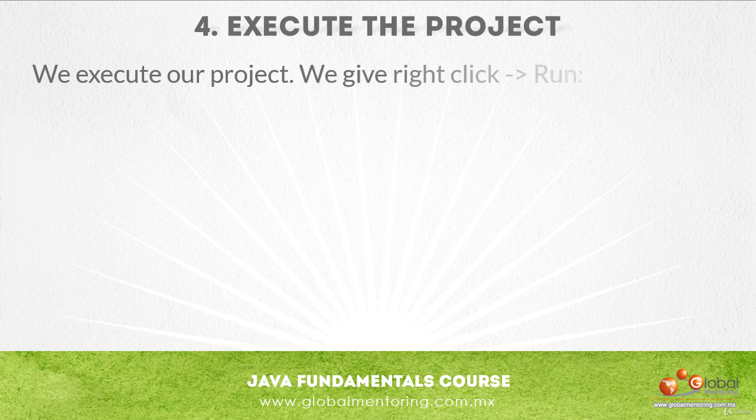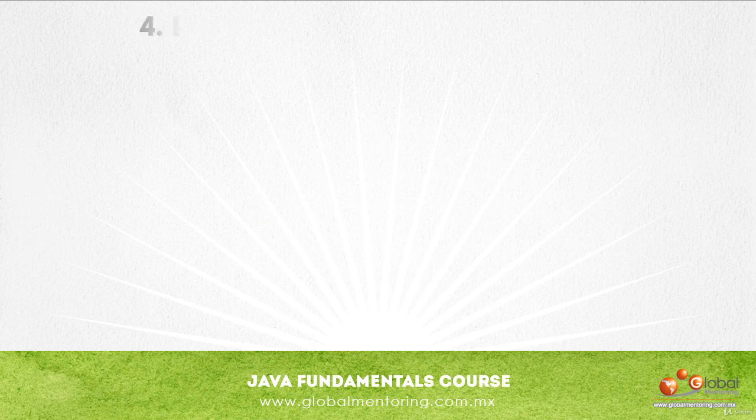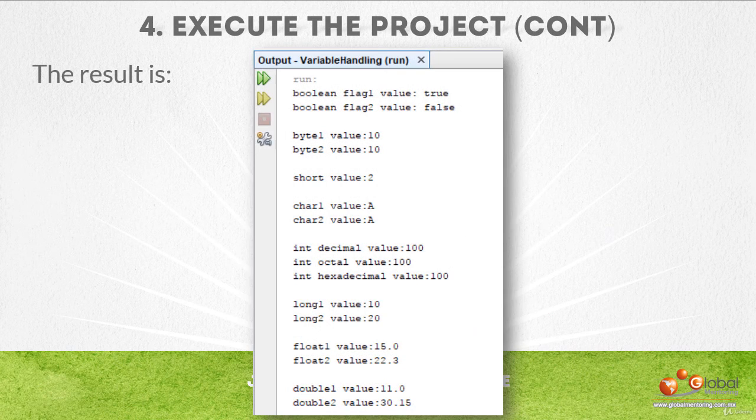As a next step, we execute our project. We right-click on the name of the VariablesHandlingTest.java file and select Run File. And this is the result. As we see, we sent to the console every variable that we declared in the program. So you can check the boolean, byte, short, char, int, long, float, and double values sent to the console.